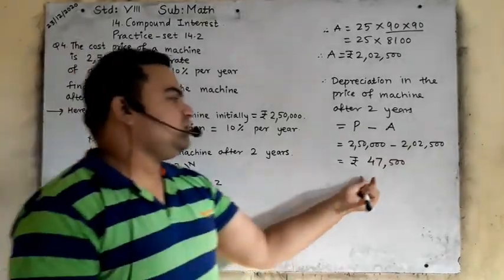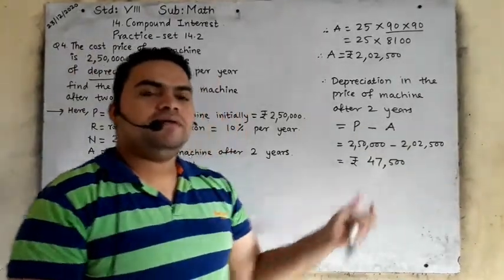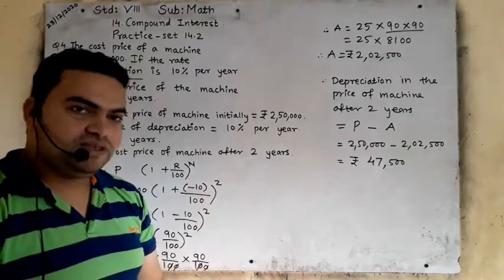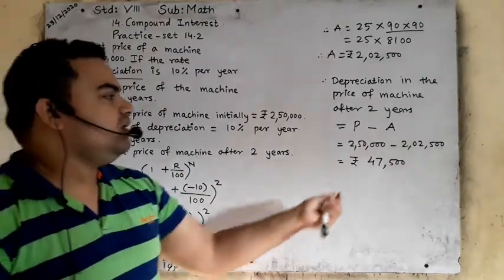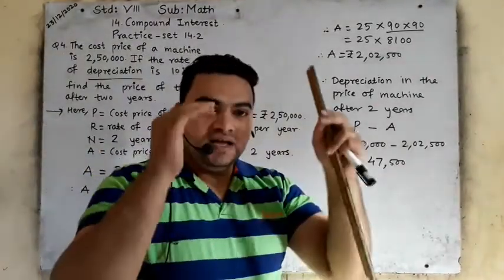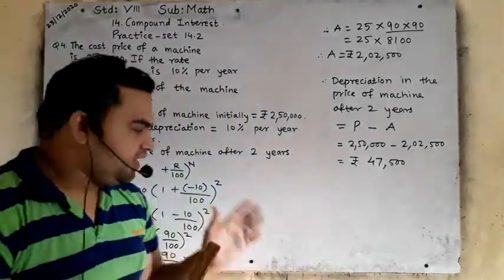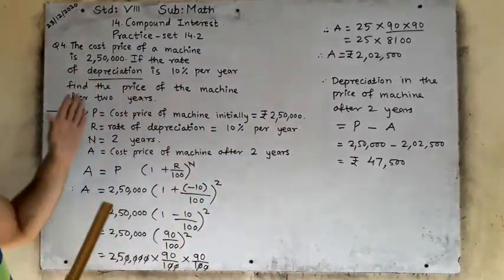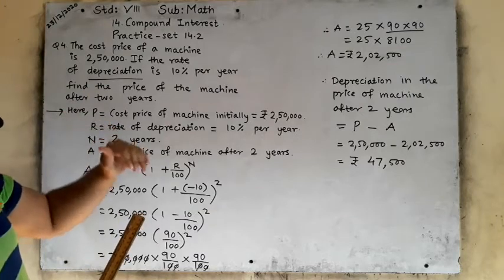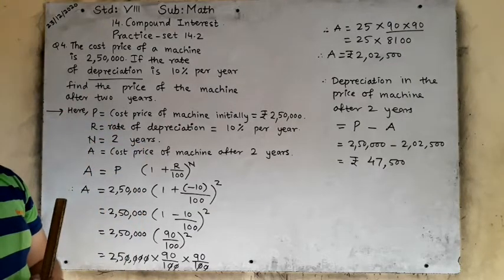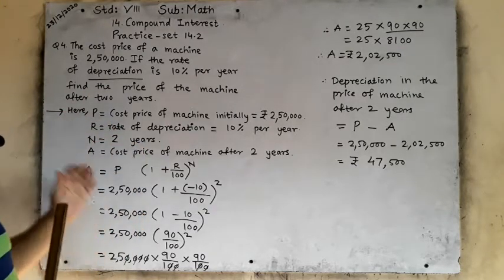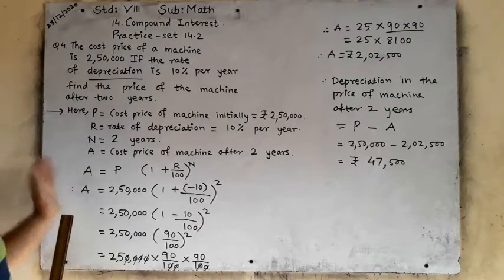So answer will be 40,500. Cost price will reduce, यानी 2,50,000 में से 47,500 rupees कम हो जाएंगे, reduce हो जाएंगे after 2 years. The cost price of this machine will reduce 47,500. So I hope you understood how to solve this.